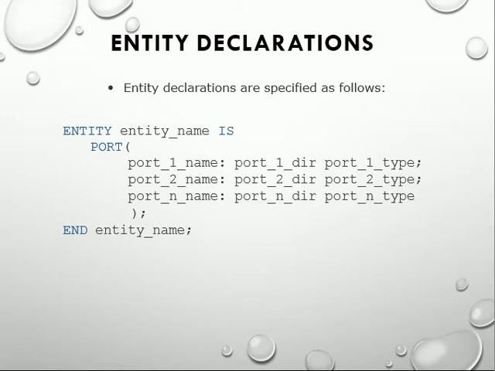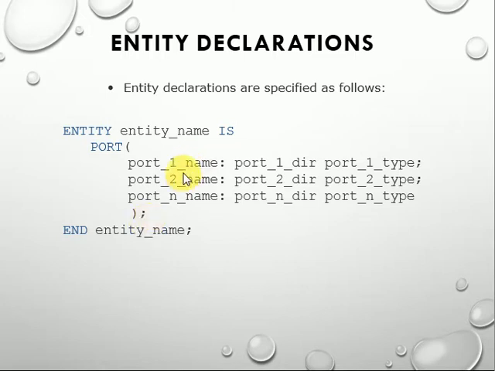In the entity it will be port. Again this is a keyword, and after that it will be followed by a port name. If a number of ports are present, then you can separate them by semicolons. And the semicolon outside the bracket specifies the end of that port statement.